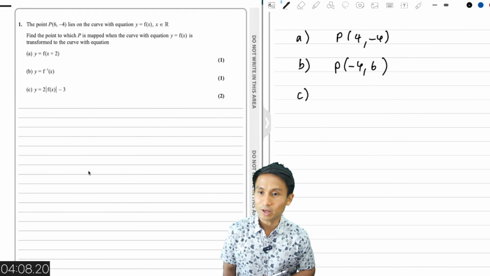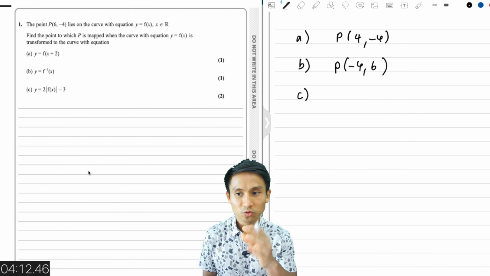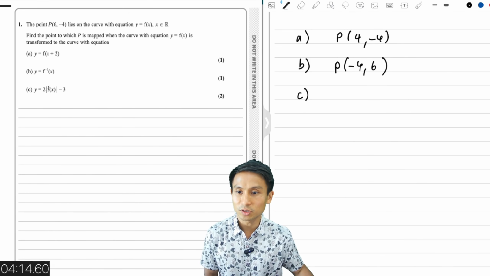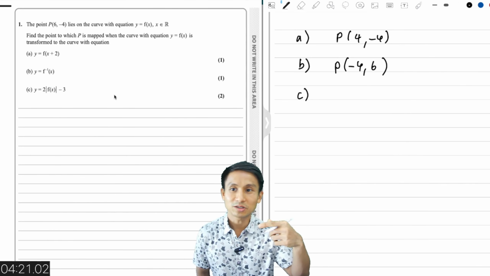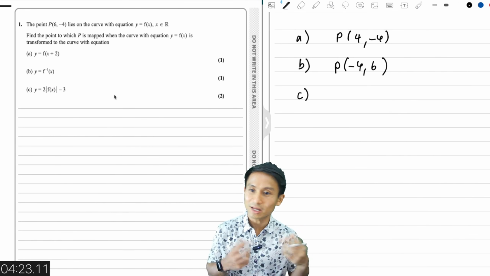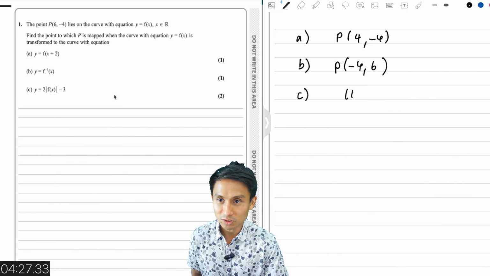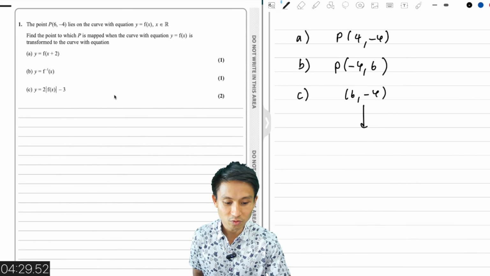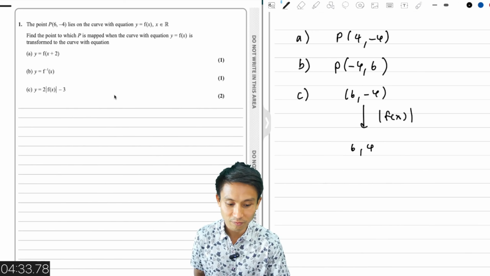And C, we have 2 modulus f(x) minus 3. All right, so we're just going to do the transformation in order here. You're going to modulus the f(x) first. That would mean changing the sign of the y coordinate to a positive. So we have a minus 4 there. Okay, I'm just going to do 6, minus 4 here. So if you do modulus f(x), it's going to be 6, 4 first.